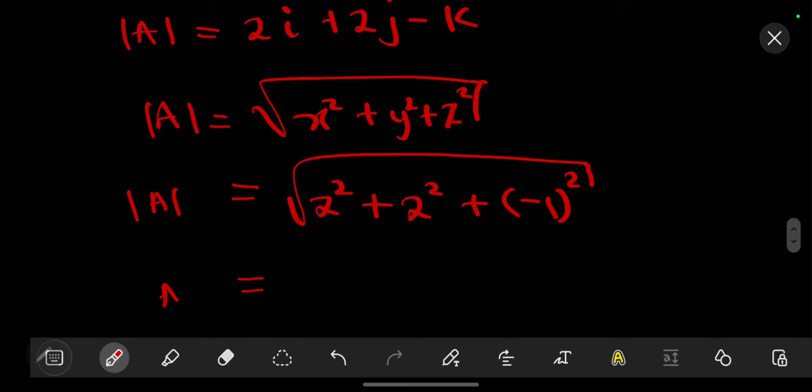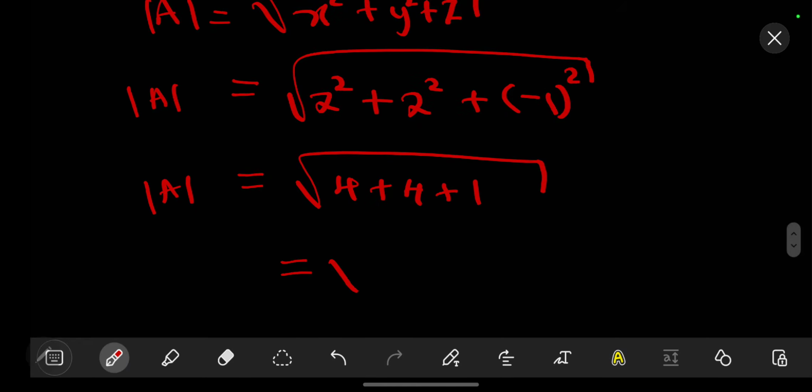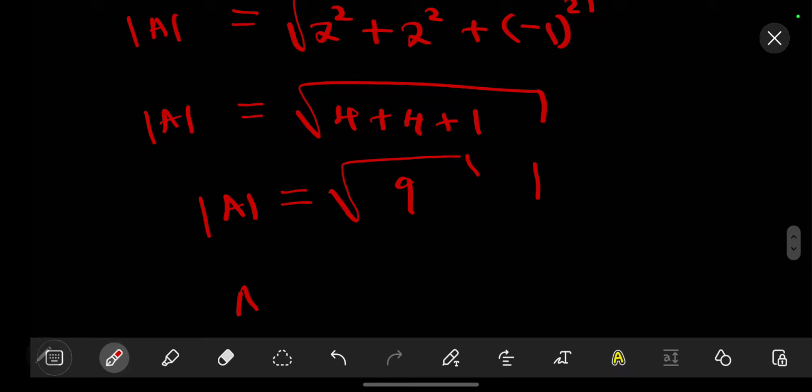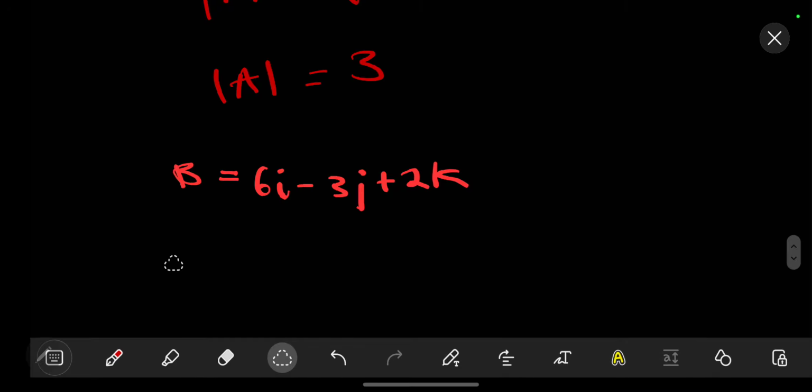So the magnitude of A should be equal to, we have 2 squared is equal to 4, plus 2 squared is equal to 4, -1 squared is equal to +1. So we are going to have the square root of 4 plus 4 plus 1. This gives us 9. So the magnitude of A should be equal to the square root of 9, which is equal to 3. So let's also find the magnitude of B.